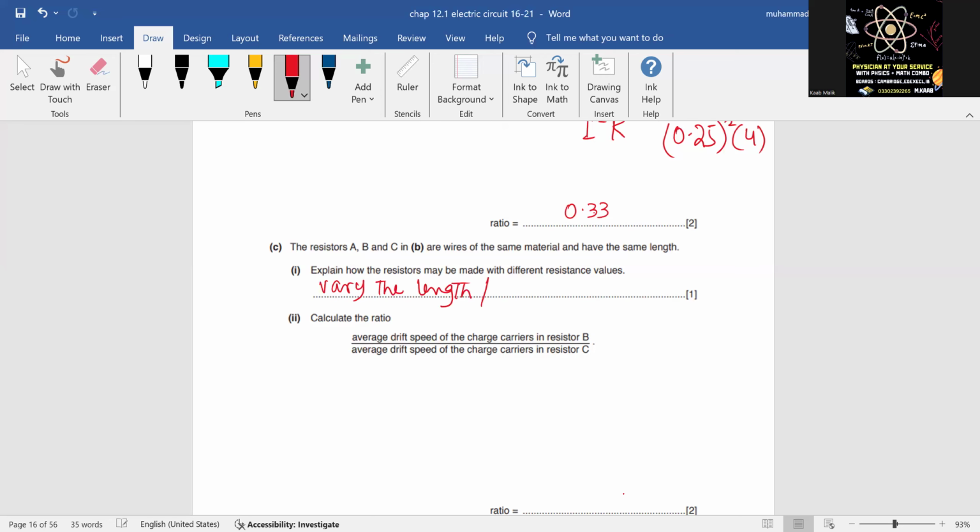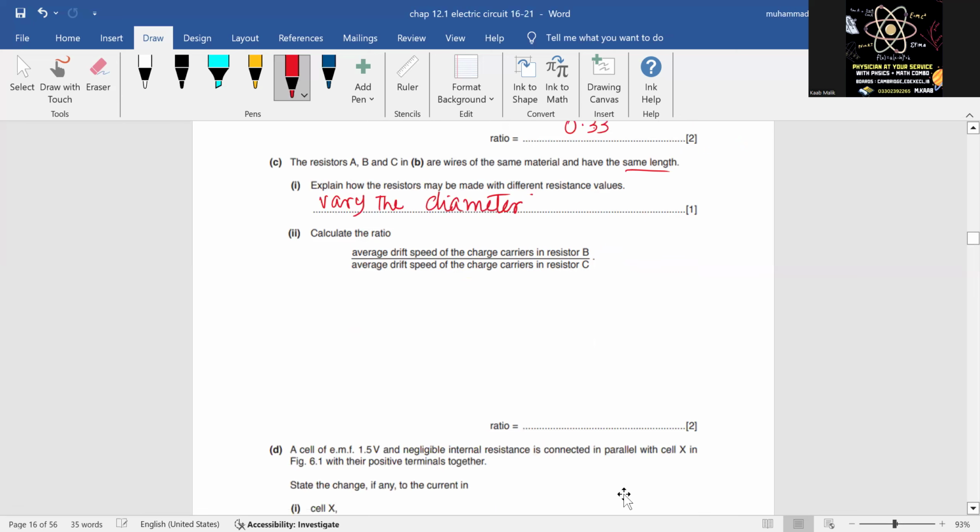Sir, it says length already. Same length. Okay. Then just use diameter. Diameter. Okay. Let's move on. Calculate the ratio of average drift speed of the charge carriers in resistor B over average drift speed of the charge carriers in resistor C. Okay.